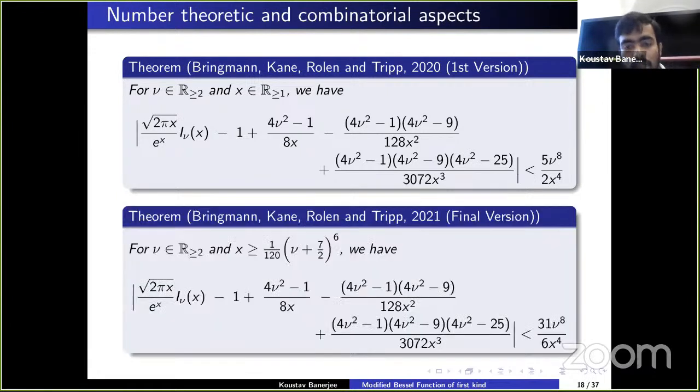But they had a second version, which appeared in the final version of the paper in 2020-21. So they have, for all nu greater than or equal to 2 and for x greater than or equal to 1, a function of nu, which is 1 over 120 nu to the 6, a polynomial in nu. Then we have this bound with 31 nu to the power 8 divided by 6 nu x to the power 4. So they bound this thing by a constant times nu to the 8, which is a parameter dependent on the function, and the next higher order term, x to the power 4.